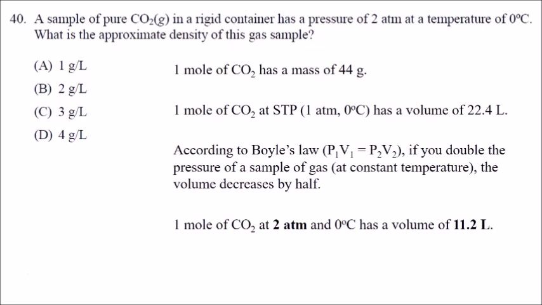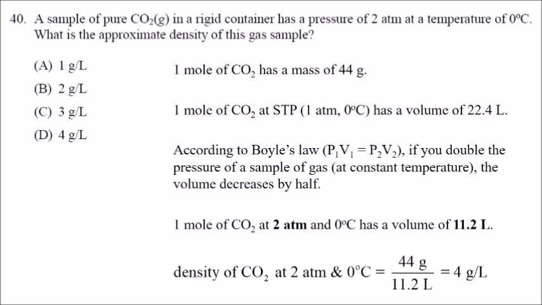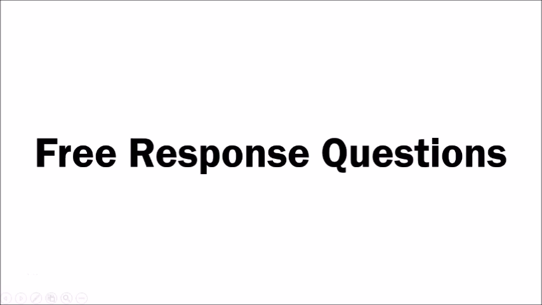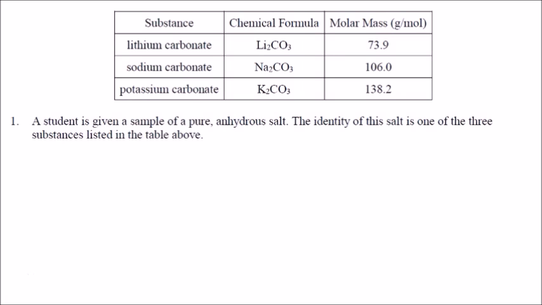All right, 44 grams, that's the mass of 1 mole. 11.2, that's the volume of 1 mole. The density under these conditions would be 44 divided by 11, which is 4 grams per liter. Correct answer is D. And now on to the free response questions.